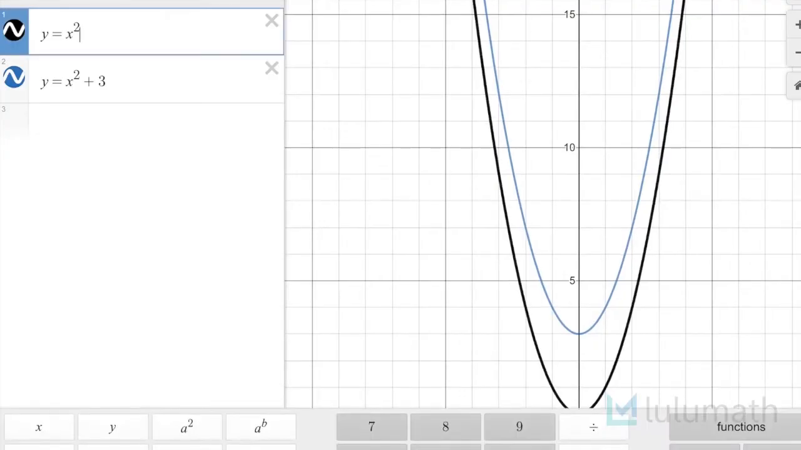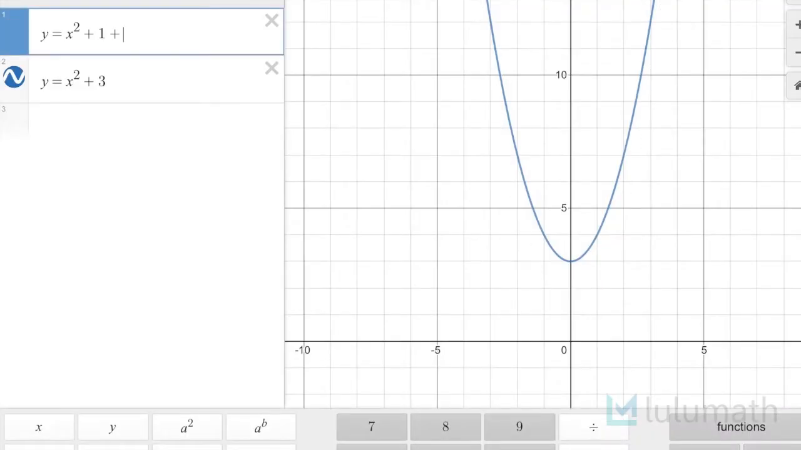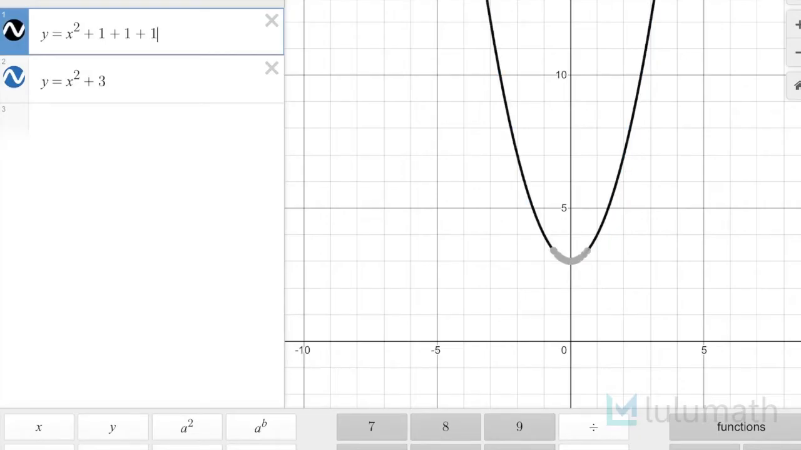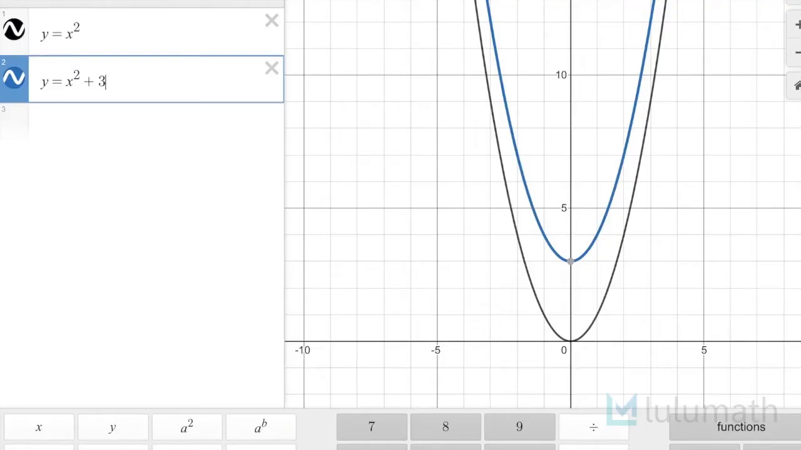So if you look right here, if I do x squared plus 1, the black graph has gone up a little bit. And then if I add another 1 to it, it goes up again. And if I add another 1 to it, it's in the exact same spot because these are the same graphs, because 1 plus 1 plus 1 is 3. So if you notice, by adding 3, all it's done to my graph is it's moved it up by 3 units.